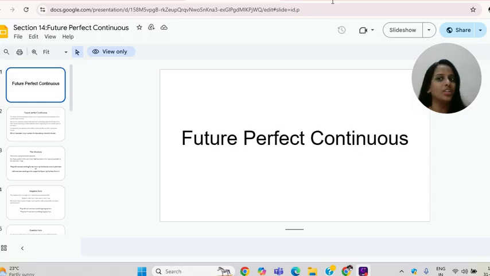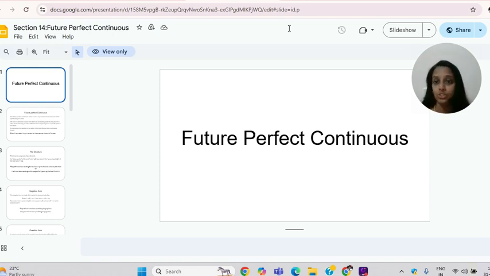Welcome back, language learners. Imagine you are standing in the future, looking back at an action that has been happening for a certain duration. That's what the future perfect tense allows us to do. It's like having a time machine in grammar.